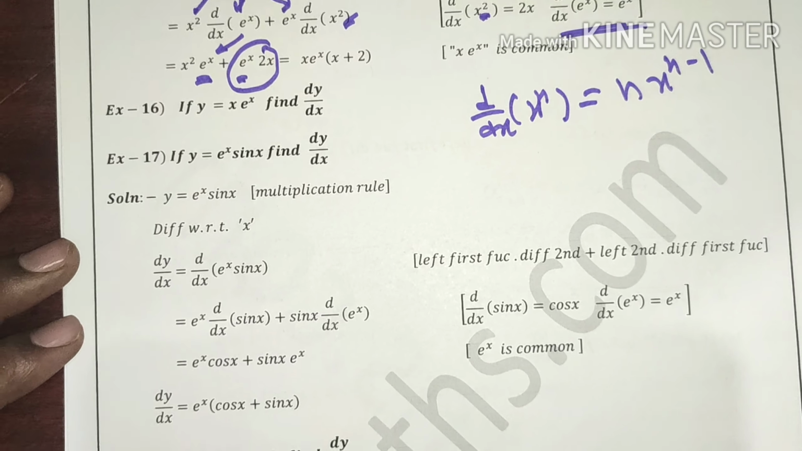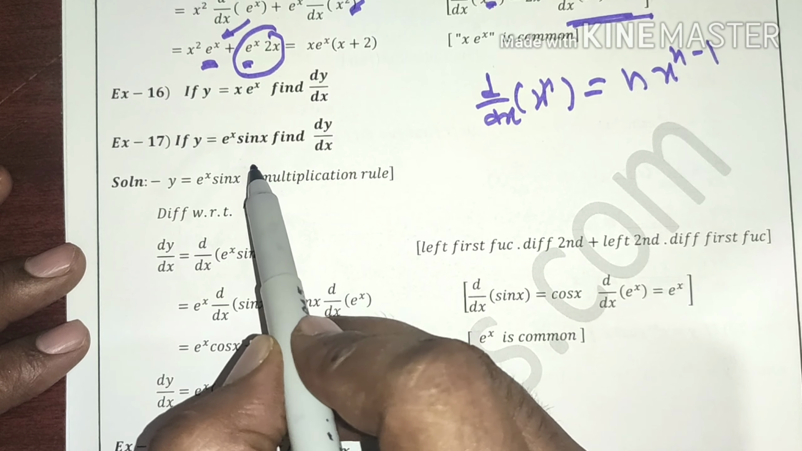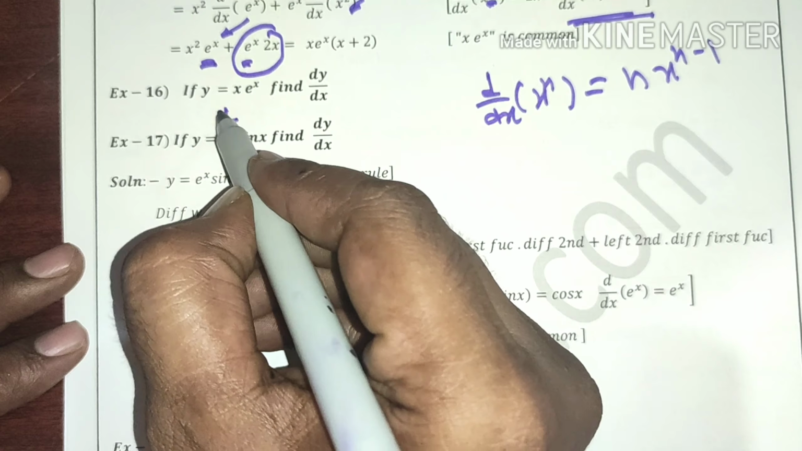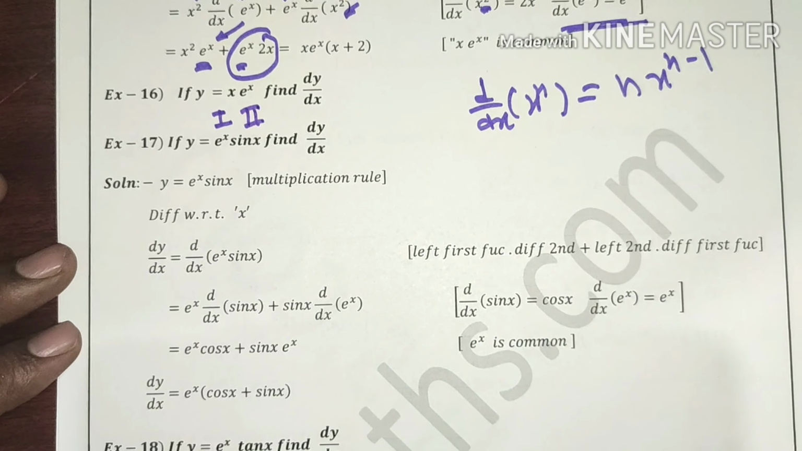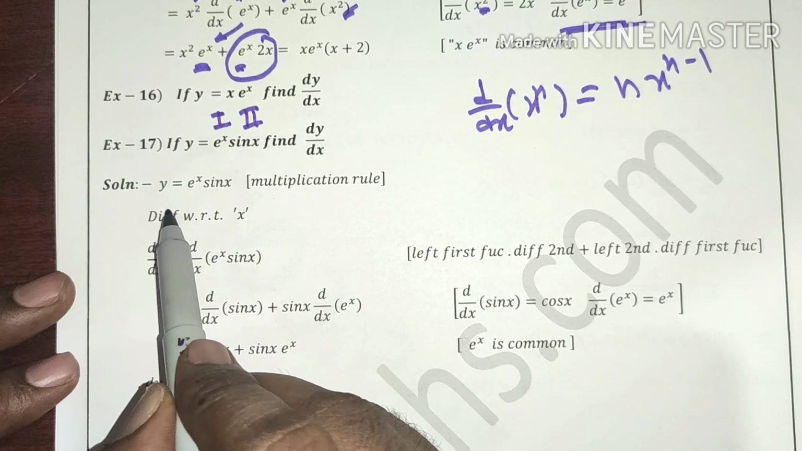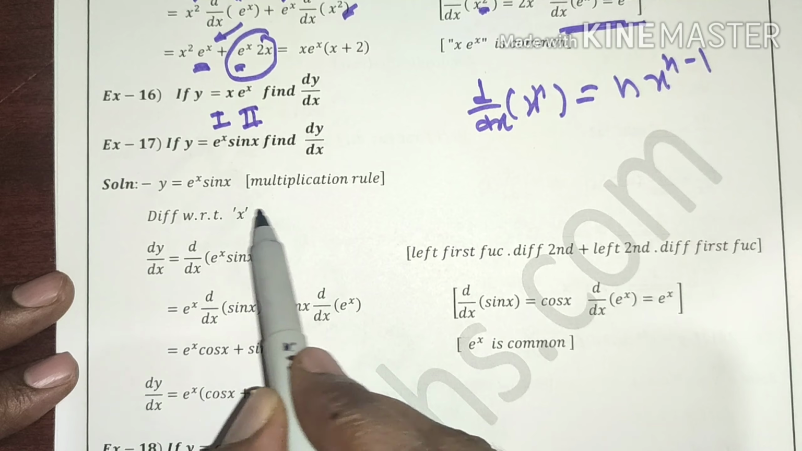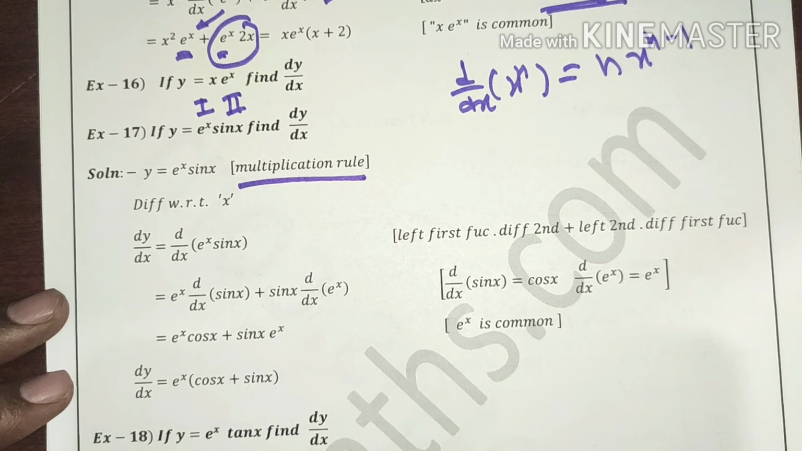See example number 17. Here the first function is e raised to x and the other function is sin x. We consider e raised to x the first function and sin x the second function. First of all, we write in our solution y equals e raised to x sin x, by using the multiplication rule. Here we use the multiplication rule.